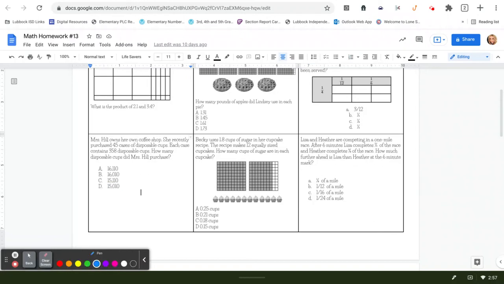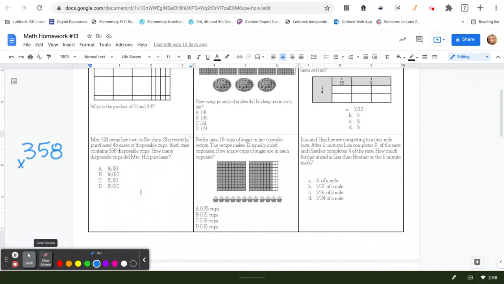Okay. Mrs. Hill owns her own coffee shop. She recently bought 45 cases of disposable cups. Each case contains 358 disposable cups. How many disposable cups did Mrs. Hill purchase? So let's think about what is the operation in this problem. They're saying one case is equal to 358 cups, but I want to know how many in 45 cases. This problem is multiplication.